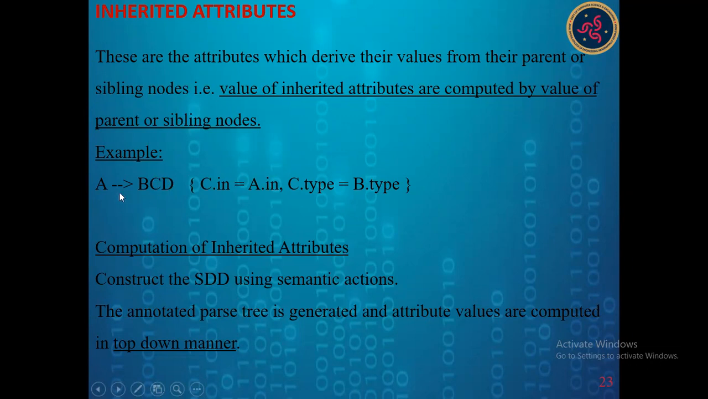Okay, if we consider an example, a production A gives B, C, D. Here we have an inherited attribute in for the variable C. So C.in is equal to A.in, that is, A is the parent node for this particular non-terminal C. And the second is C.type. Type is an inherited attribute, so here also we will get the value from the sibling of C, that is B.type. That is, C.type is equal to B.type. So this is how we will get the values.